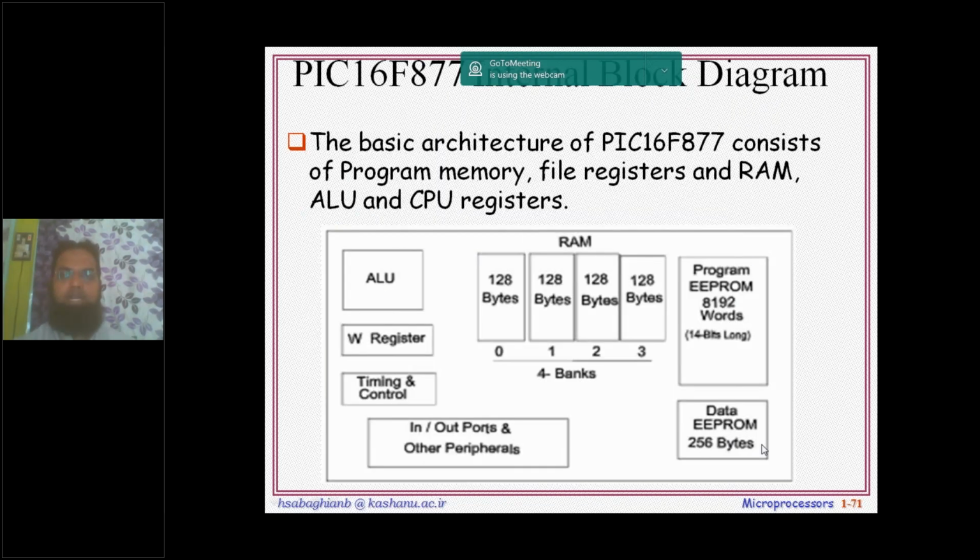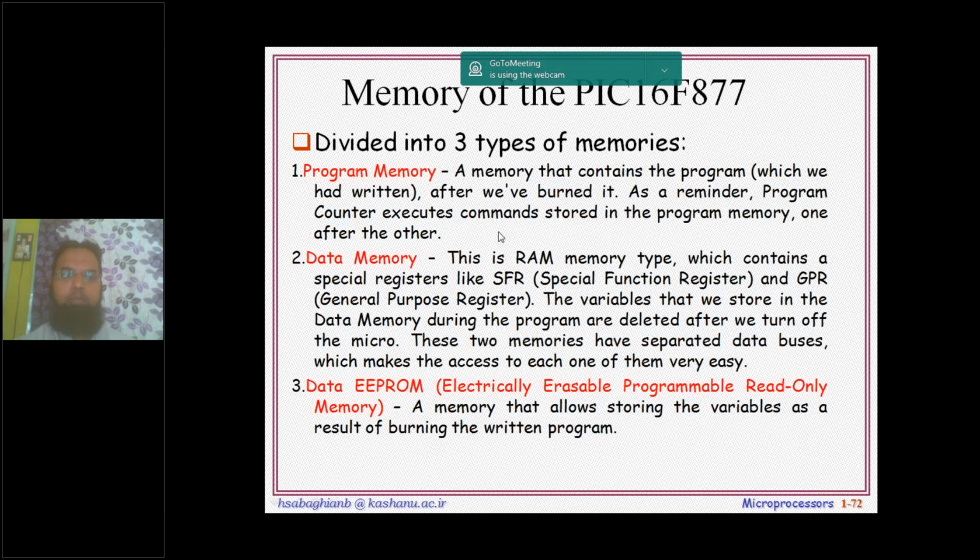Now this is the basic architecture of PIC 16F877. It consists of ALU, W register, timing and control unit, IO ports, and on-chip RAM of size 368 bytes. It also consists of another on-chip data memory of size 256 bytes, and flash memory, each location of size 14 bits. Now this is all about program memory, data memory, and EEPROM. Program memory is used to store the program. It is a flash memory, and it consists of normal data memory of size 368 bytes.